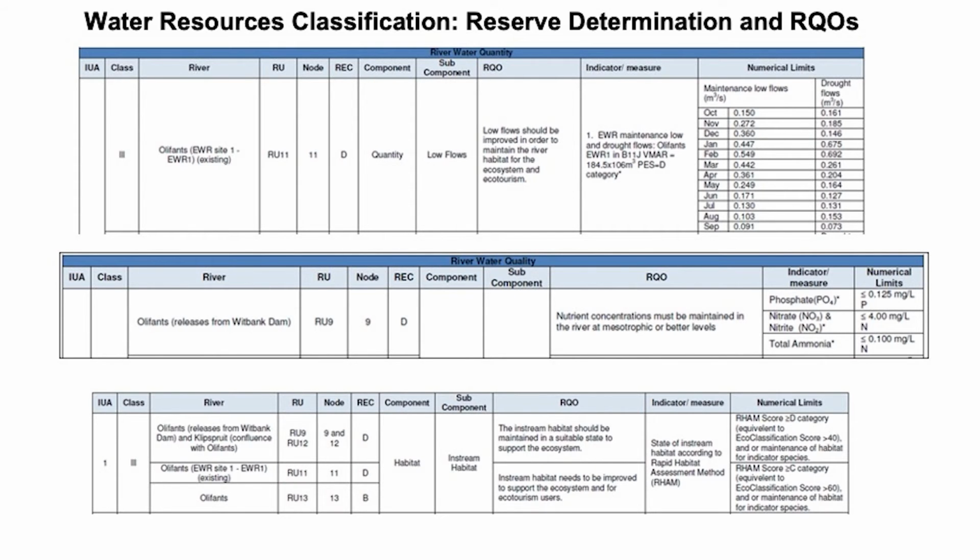Then at the bottom, they'll give you your ecology as well. They tell you your fish, your macroinvertebrates, your habitats, your geomorphology, and your riparian vegetation. They basically set the limits for you, and these get gazetted. So it becomes the law.